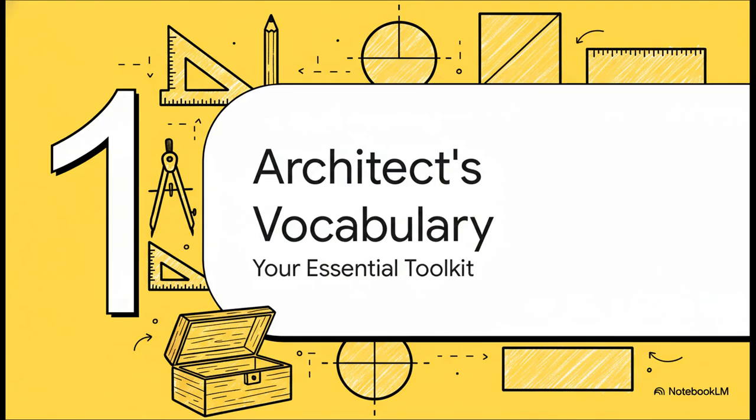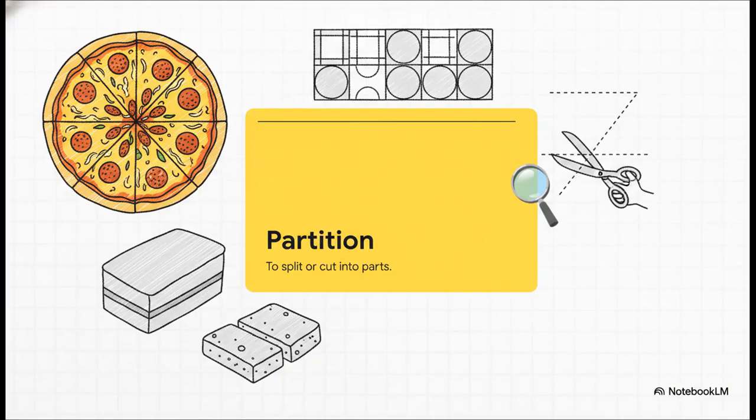You know, every great architect needs the right set of tools. And for us, our tools are going to be words. These are special vocabulary words that are going to help us describe exactly how we're building and dividing our shapes with total precision. So let's open up our toolkit. First up is the word partition. Now, it might sound a little fancy, but it just means to split or cut a whole shape into smaller parts. That's it. So when you cut that pizza, you are partitioning it. It's the very first action every single shape architect takes.